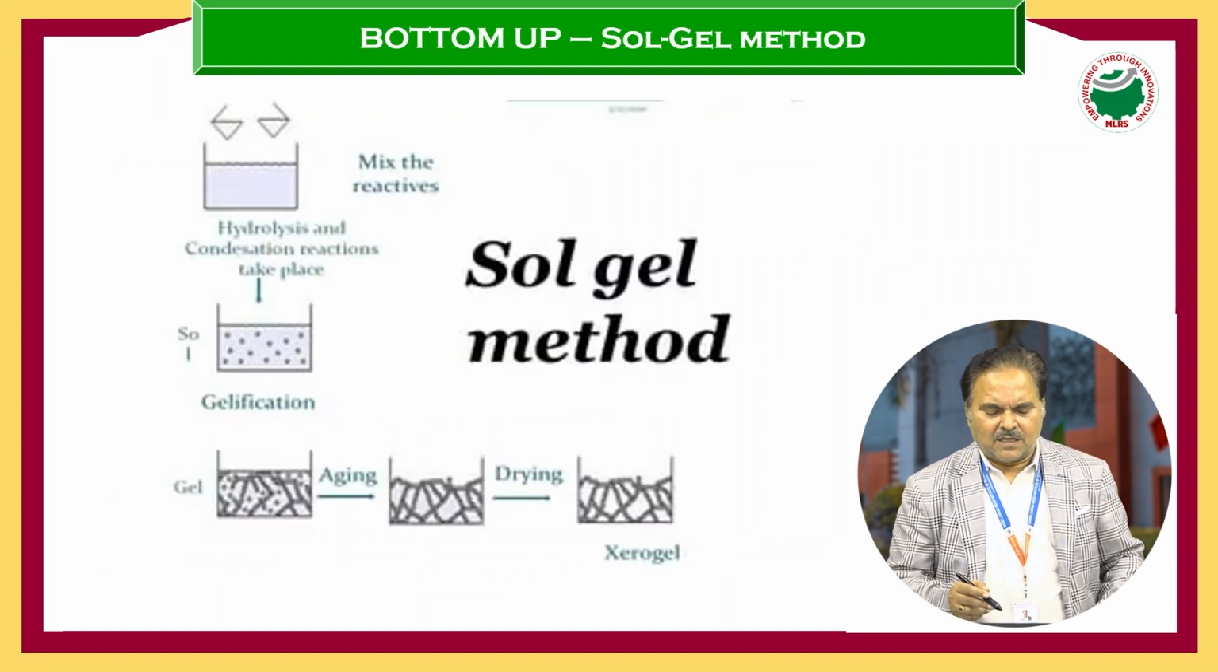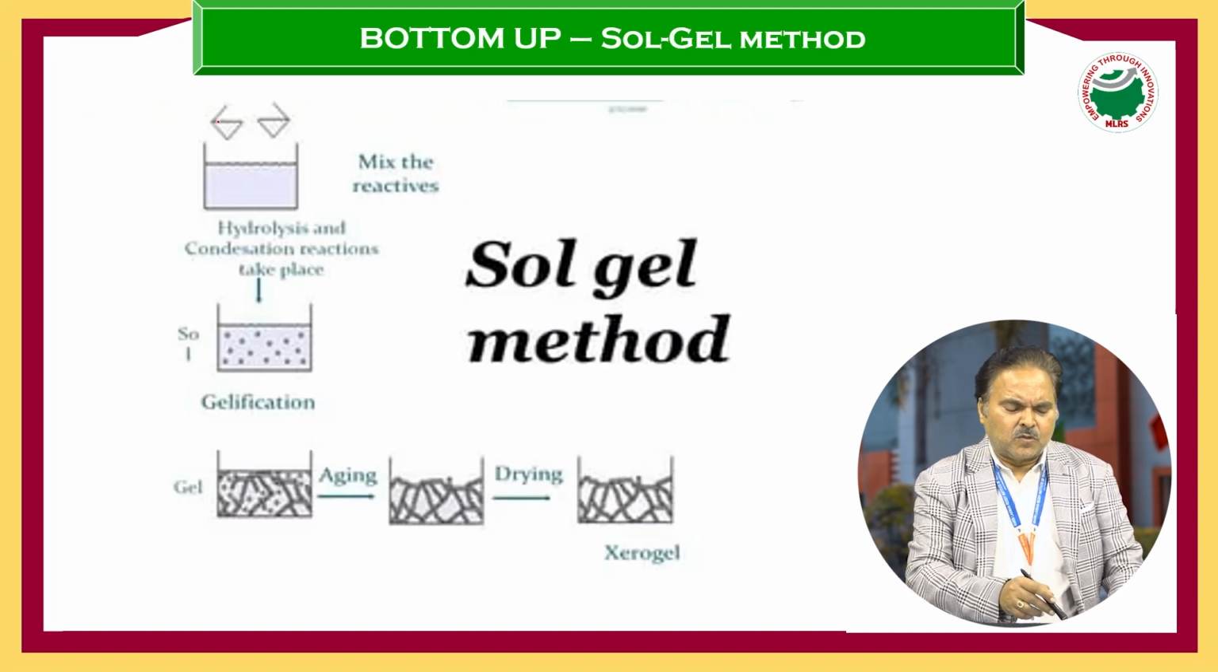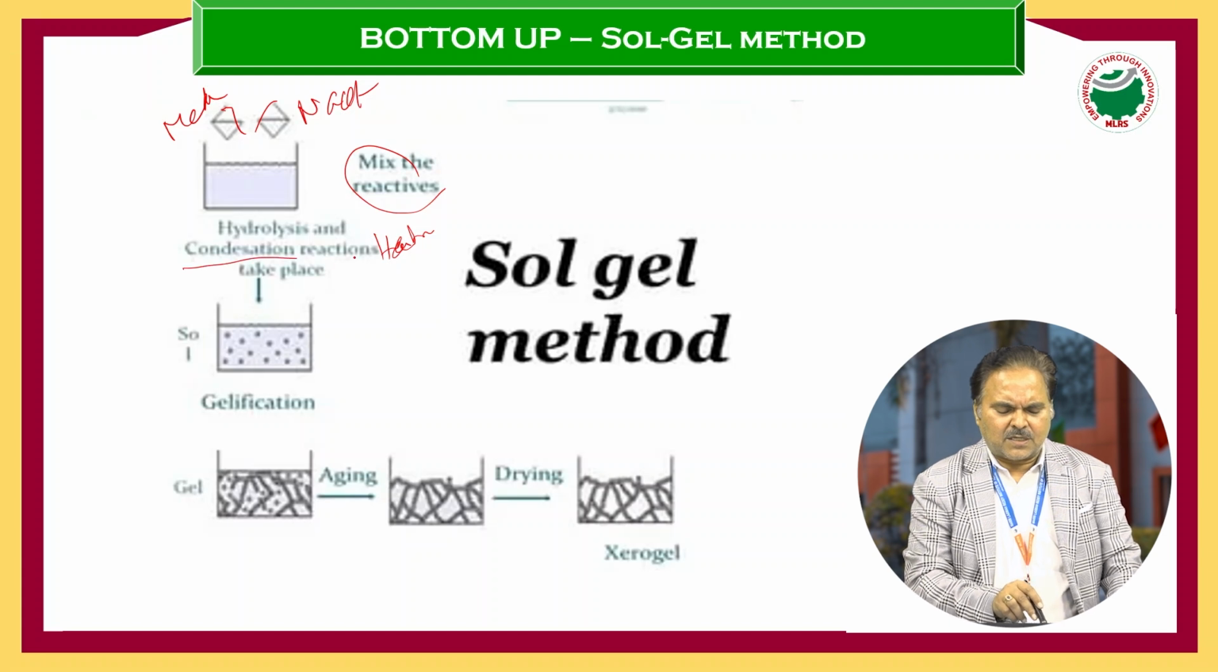You can see here a block diagram of the sol-gel method. There is a metal salt and a base, which we dissolve in a beaker. Mix the reactants, then there will be a heating process at a small heating temperature. Then a condensation reaction takes place. Once the condensation takes place, there is a solution and particles. Then from this solution we make a gelification.